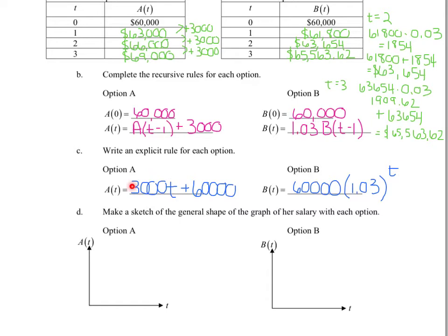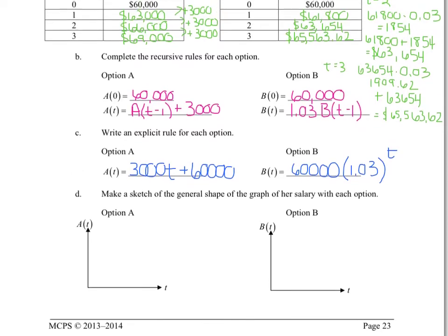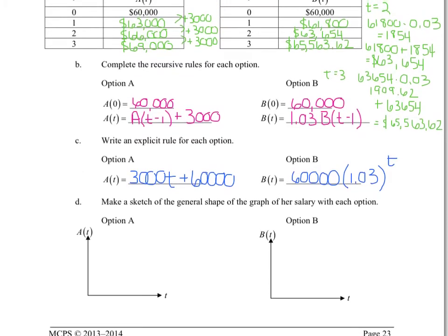Finally, for part D, make a sketch of the general shape of the graph of her salary with each option. So with option A, they want to sketch. Let's say 60,000 starts right here. And with an increase of 3,000, we know that it's going to make a straight line. So something like that.